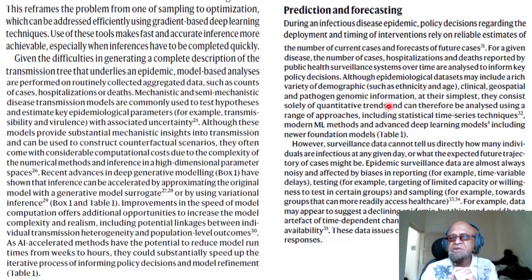So this information at their simplest consists solely of quantitative trends and can therefore be analyzed using a range of approaches, including statistical time series techniques, modern ML methods, and advanced deep learning models, including newer foundation models that we will look at in a minute in terms of a table.